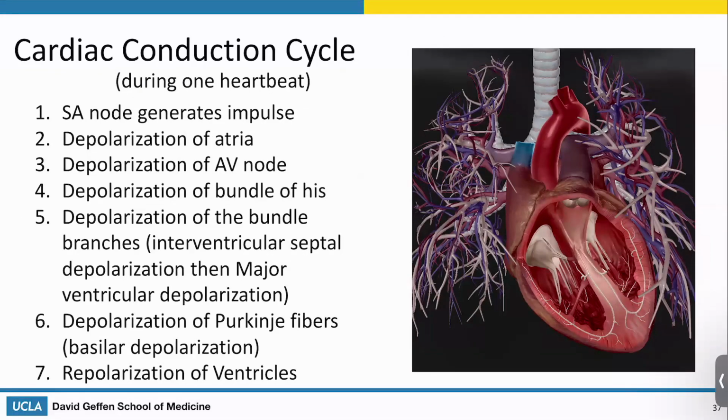Let's go over that again in these pictures just to make sure that we have an understanding of it. So during one heartbeat, the SA node generates an impulse. We depolarize the atria. We depolarize the AV node, but our EKG can't pick it up because the cells are too small, just not seeing enough movement through those teeny tiny little cells with little gap junctions. Then we get depolarization of the bundle of His, which is your fast conducting cells, lots of gap junctions. And then you get your interventricular septal depolarization, then major ventricular depolarization, then basilar depolarization, which is the entire ventricular depolarization.